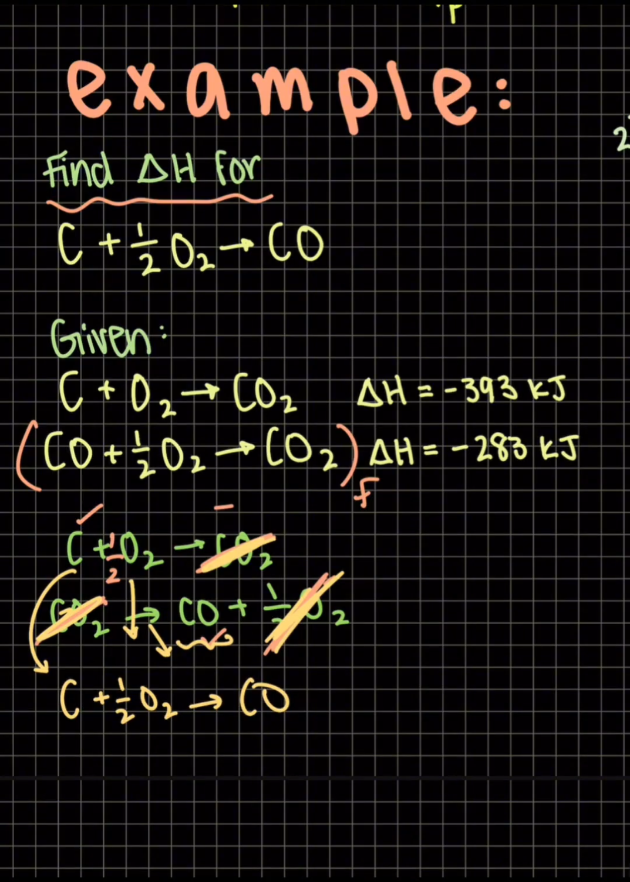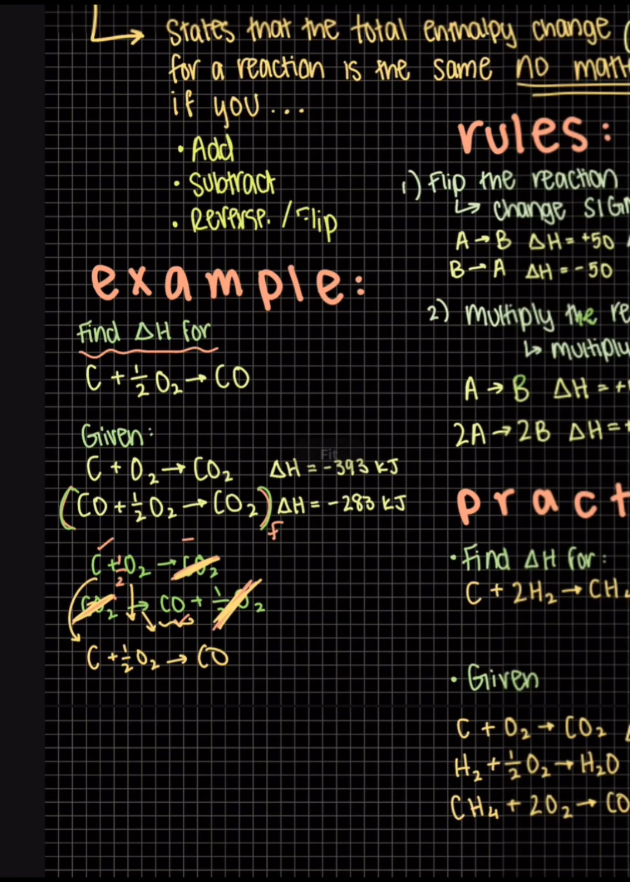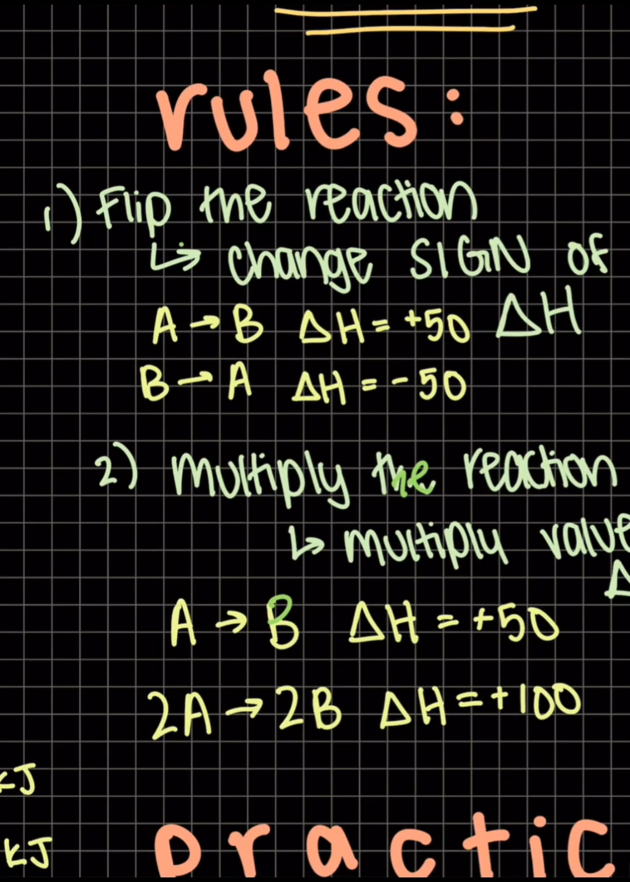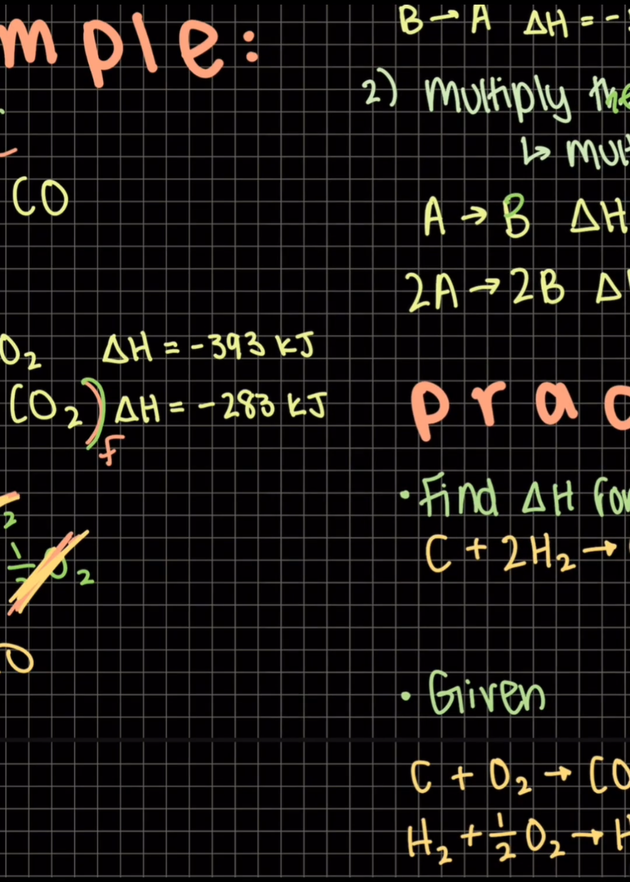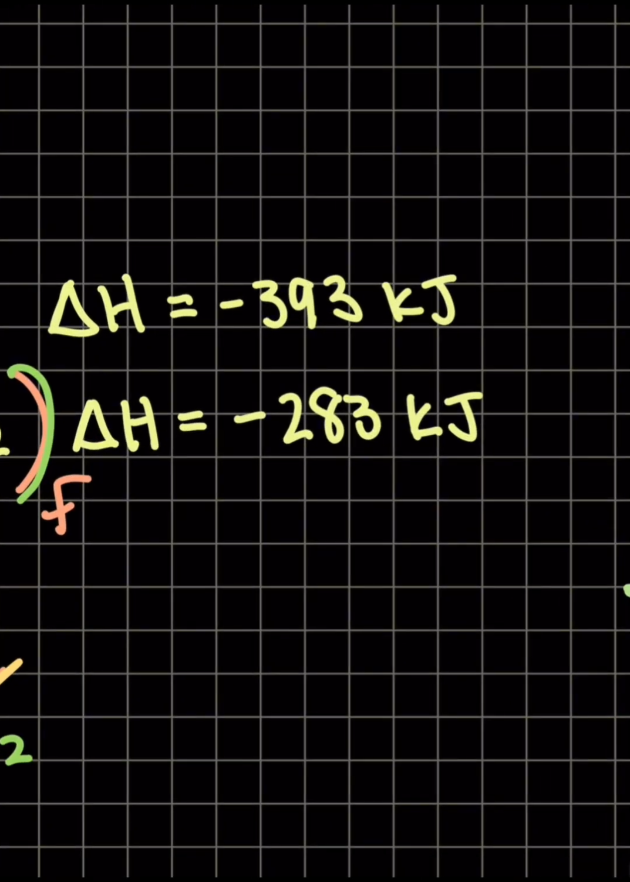Now, we need to find what the question is asking. The question is asking, find the delta H. So, to find the delta H, we need to apply the same things that we did to the chemical equations to the delta H's themselves. So, for the second equation, I flipped this equation, right? And going back to our rules, when you flip the reaction, you change the sign of the delta H. Meaning that I flipped the reaction, I'm going to change the sign of this delta H and make it positive.